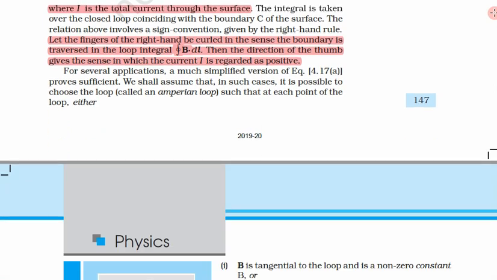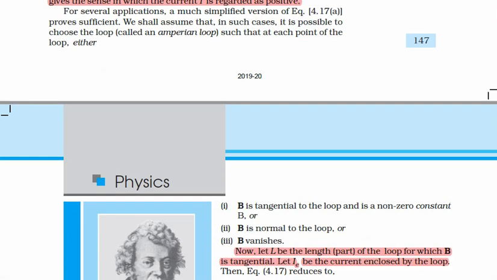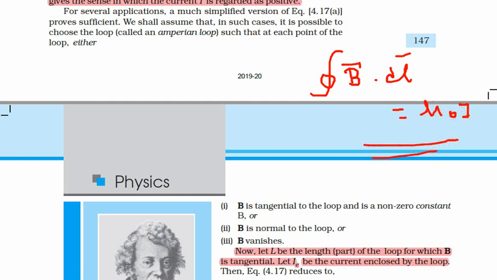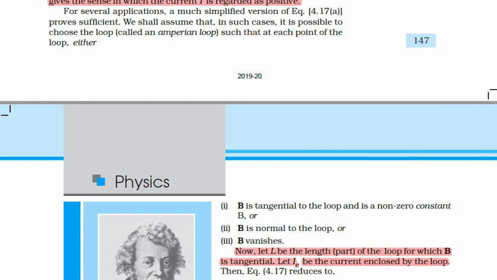Now we understood that this is a very simple equation: the integral of B dot dl is simply equal to mu naught I. So this is Ampere's circuital law. For using this circuital law, we first make a surface, an open surface, with some kind of boundary to use this law.